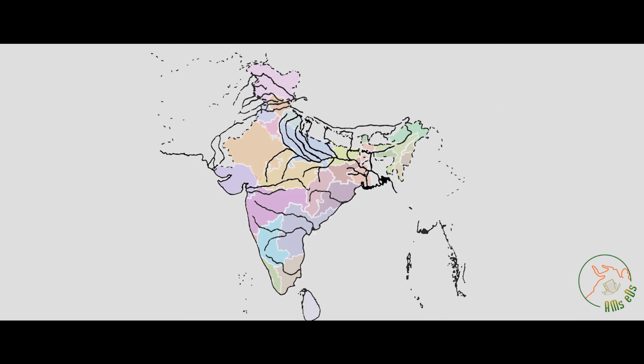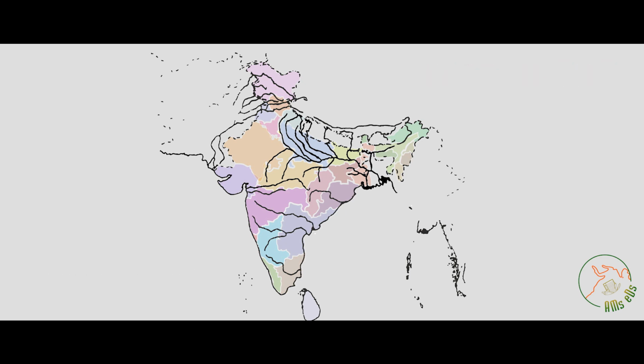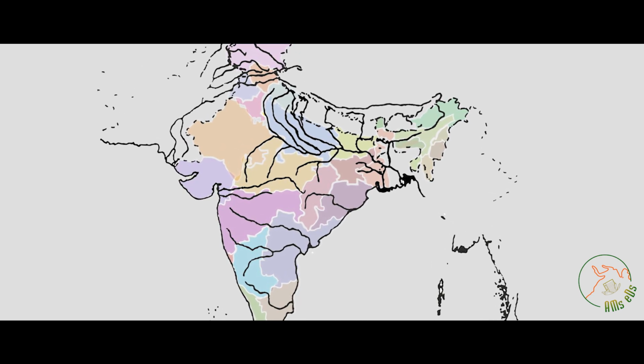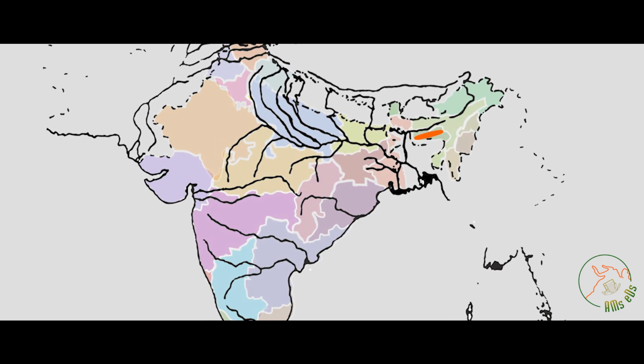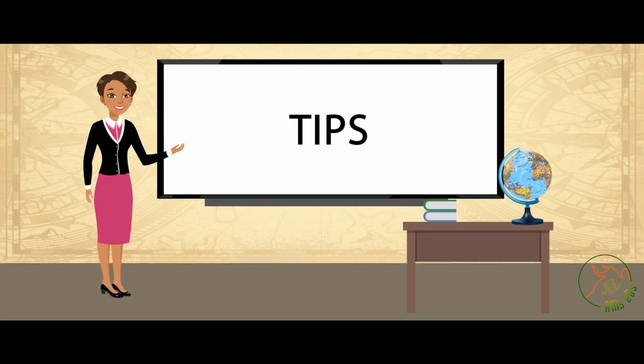Always remember that laterite soil is mostly found in regions of high temperature and heavy rainfall, which leads to leaching. So, a region in the east can be marked on the Garo, Khasi and Jaintia hills, which receives maximum rainfall during the monsoons. A few tips.